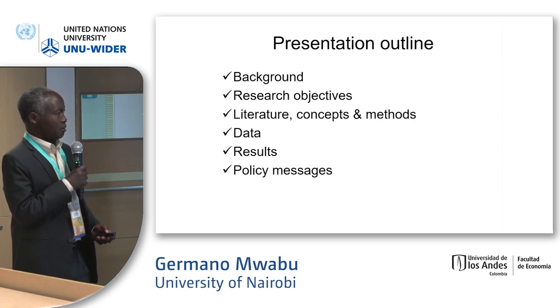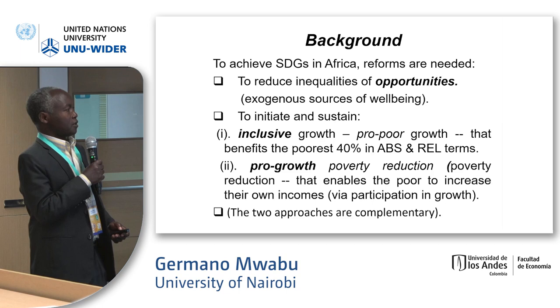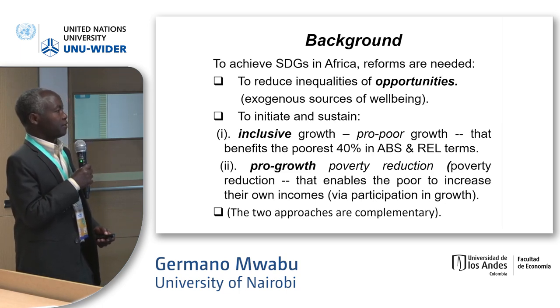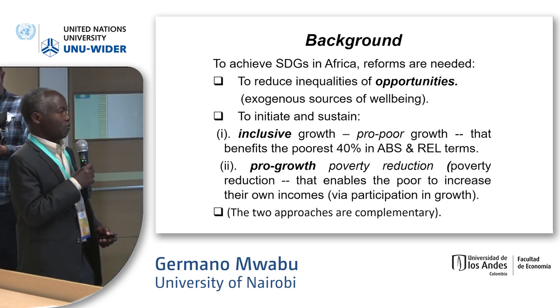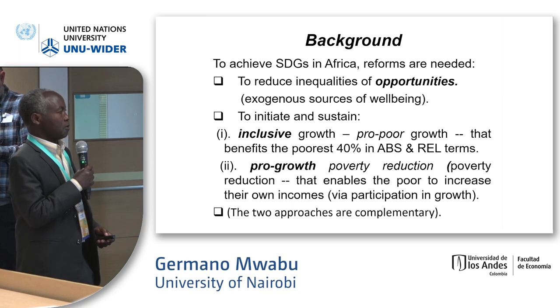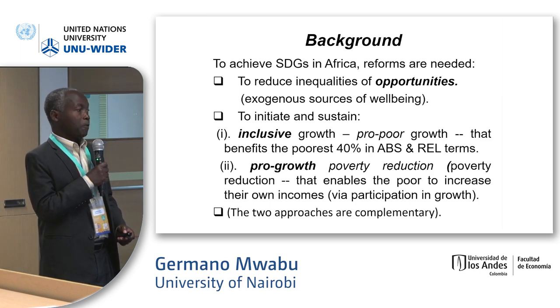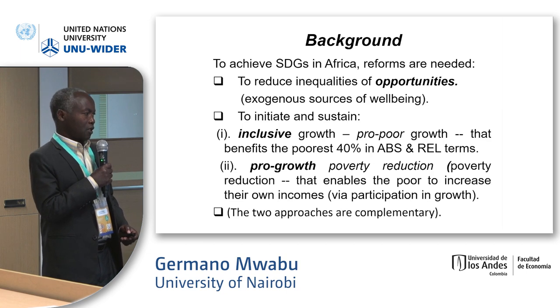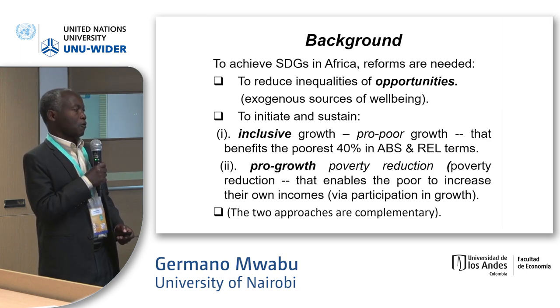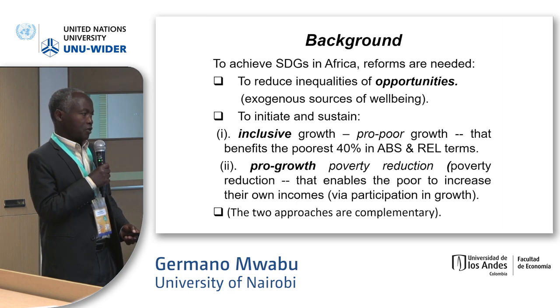So that's the background of the plan of the presentation. To achieve sustainable development goals in Africa, reforms are needed which will reduce inequalities of opportunities. These are exogenous sources of well-being. Also, reforms are needed to initiate and sustain inclusive growth. Inclusive growth is pro-poor growth that benefits the poorest 40% of the population in absolute and relative terms. Reforms are also required to initiate and sustain pro-growth poverty reduction. This is the main finding of their paper.